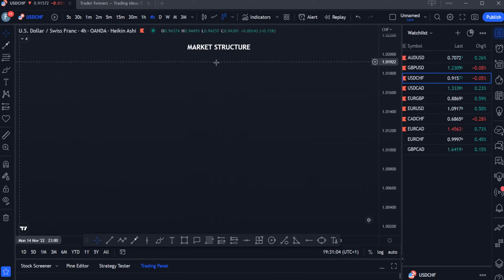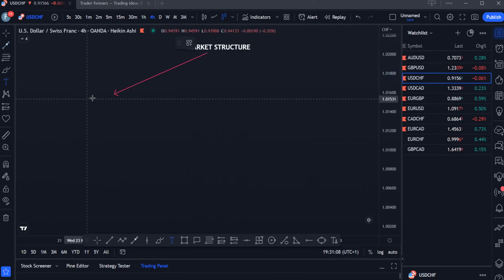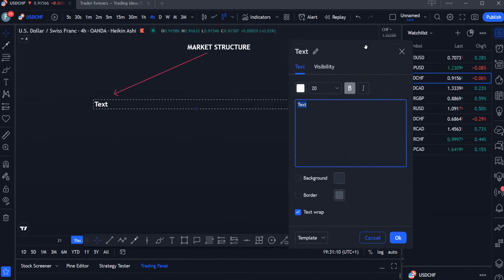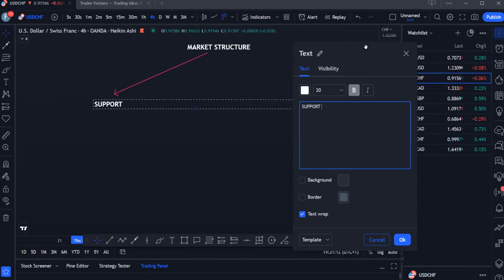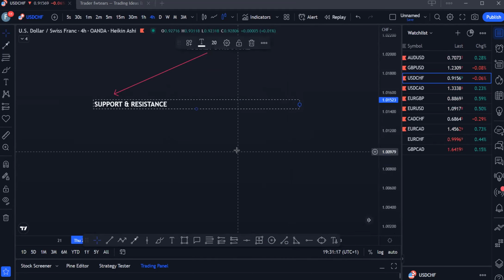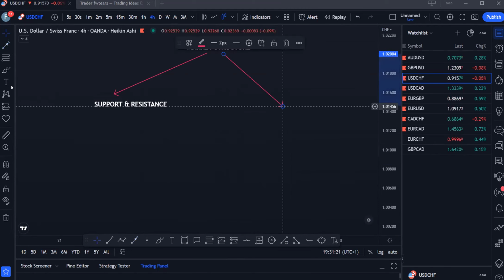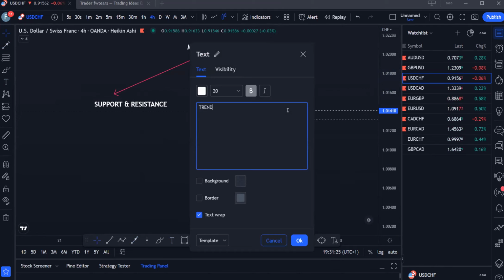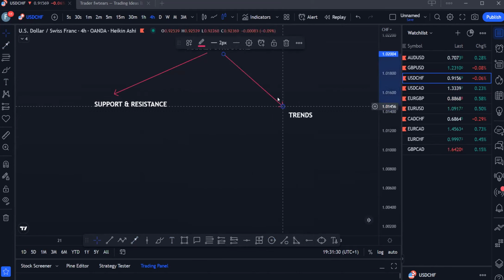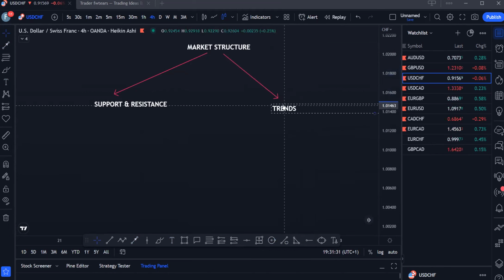So we'll talk about support and resistance today. Support and resistance. And then we'll also talk about trends. Okay. Trends, the kind of trends that we have in the foreign exchange market.